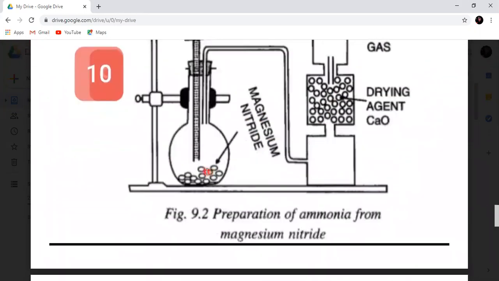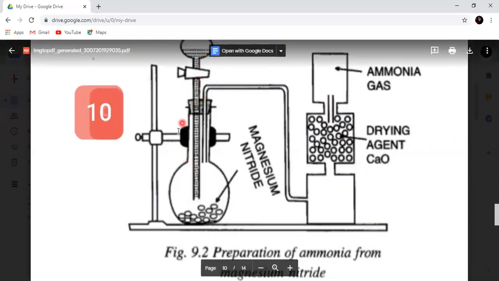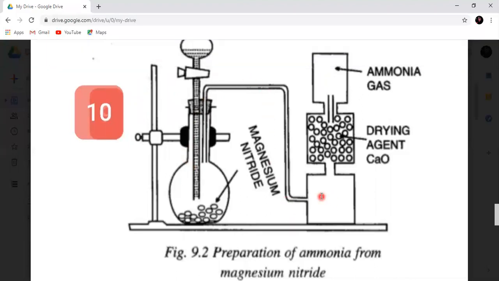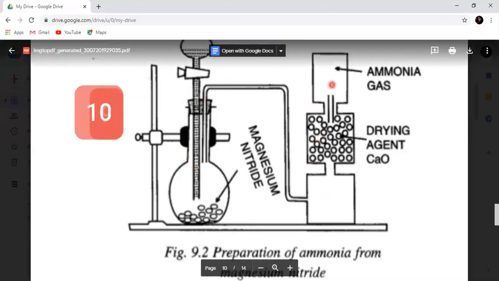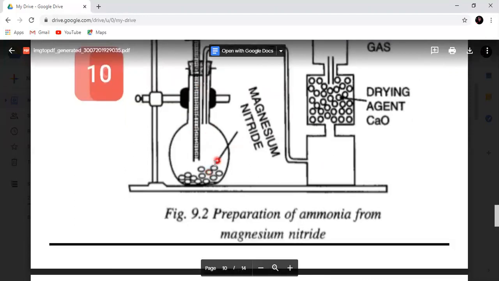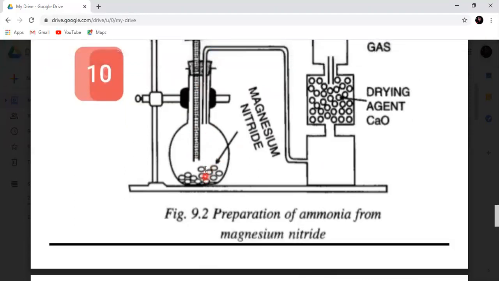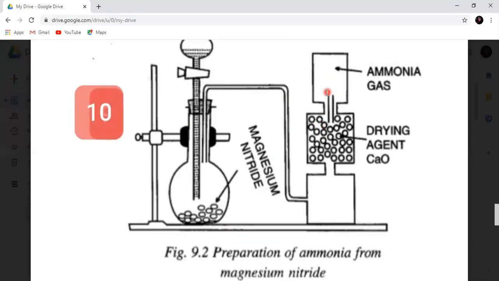Here we are again using the round bottom flask, having a thistle funnel. The purpose of this thistle funnel is so that the water can be entered dropwise. Here the delivery tube setup is there. Again your collection jar is there, a drying agent is used, and ammonia gas. The process starts the same way: magnesium nitride reacts with the water and there will be formation of ammonia gas that can be dried by the drying agent and collected here.